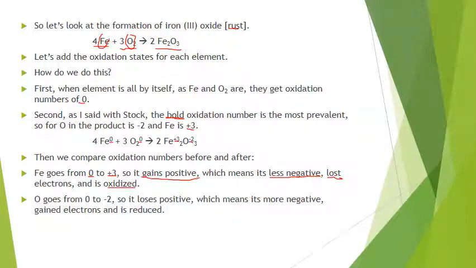Oxygen, on the other hand, goes from 0 to -2, so it becomes more negative, loses positive, and the way it gets more negative is by gaining electrons, and we say that's reduced. So this is a way of finding oxidation and reduction without tracking electrons. You just look at oxidation numbers.